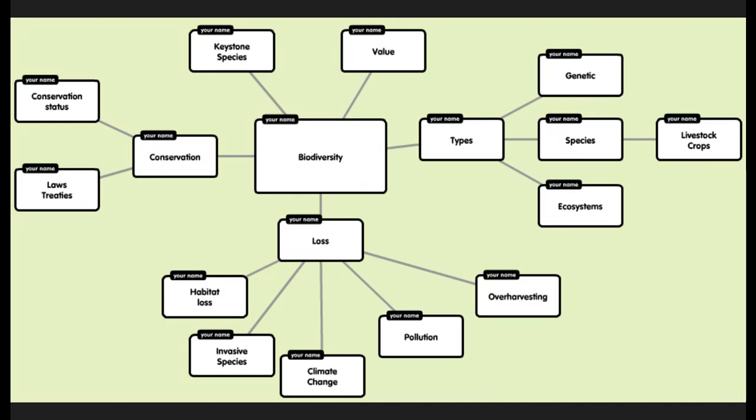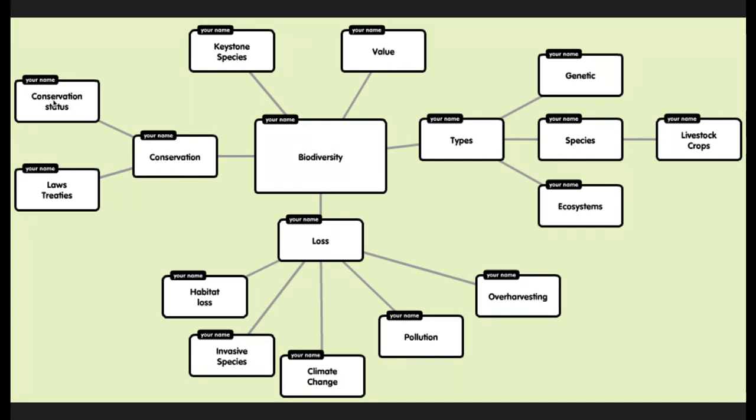So biodiversity is going to represent the diversity of life in the world. Biodiversity is going to have 3 subtypes. It's going to have genetic, species, and ecosystem or habitat biodiversity. We're also going to talk about what is a keystone species and what is the value of biodiversity and the conservation. That conservation part, make sure it's in your notes. It's not in the video.